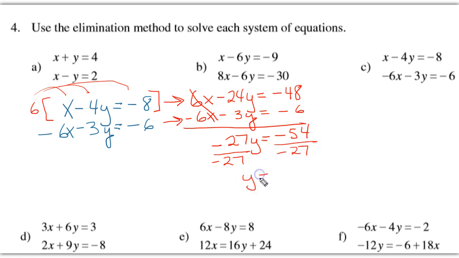And y equals 2. So I have one of my ordered pair now. And if y is 2, I can use this equation up here. x minus negative 4 times negative 2 is a negative 8 equals a negative 8. I'm going to add 8 to both sides, and I get x equals 0.